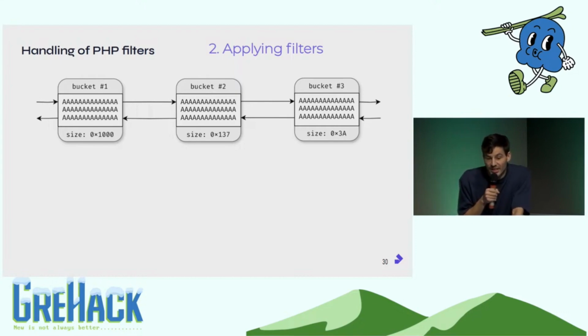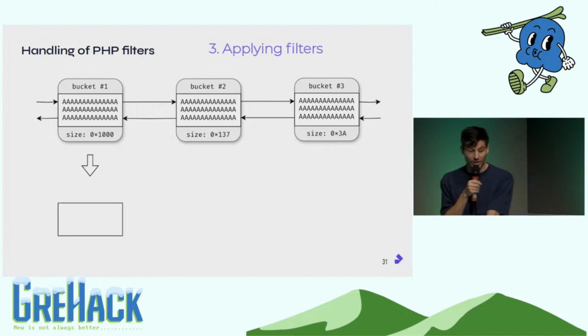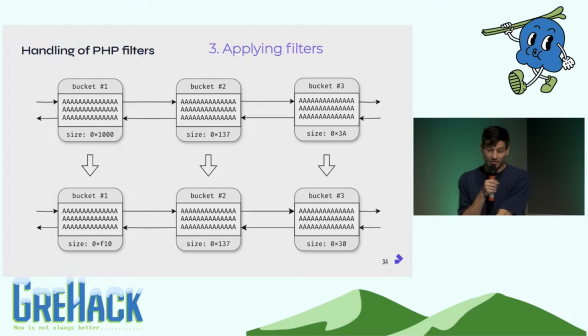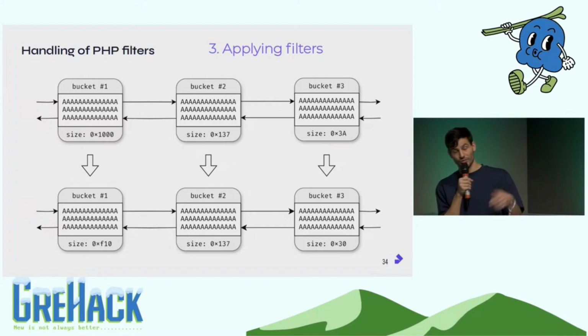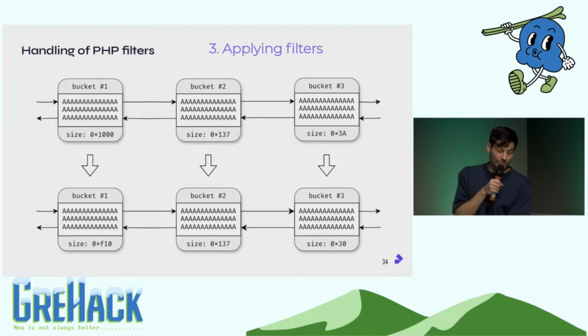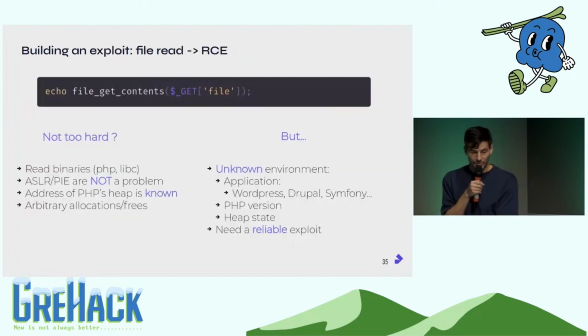Now that PHP has the bucket brigade, it can apply filters onto it. So we'll take the first filter, it will take the first bucket as well, and it will start applying it onto it. So for instance, if it's base64 decode, it decodes the first bucket. Then it goes on to bucket 2, decodes it, then on to bucket 3, etc. So here you end up with a new bucket brigade, and you can apply the second filter onto it, and then the third one, and the fourth one, etc., up until you're done processing your stream.